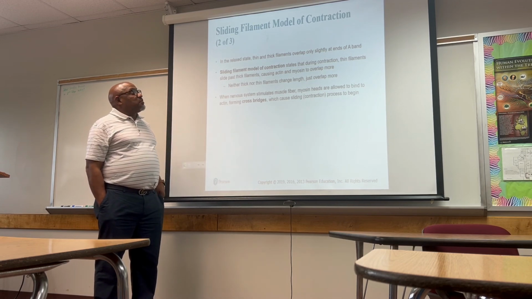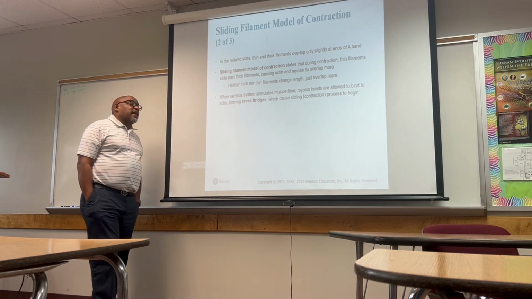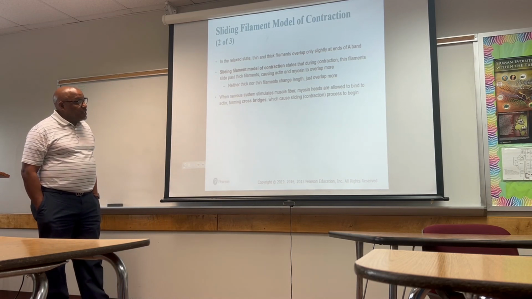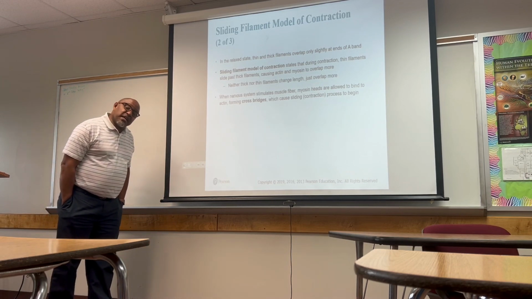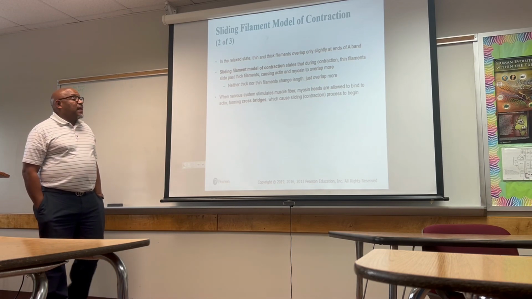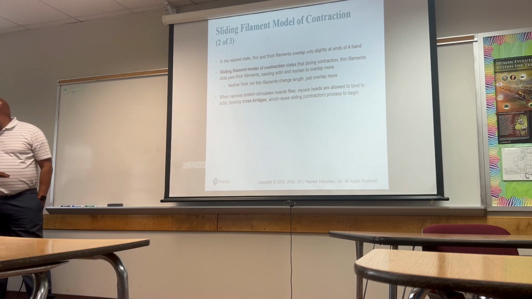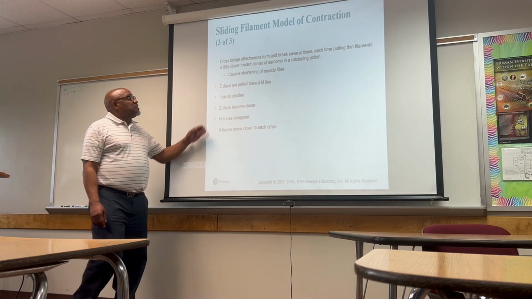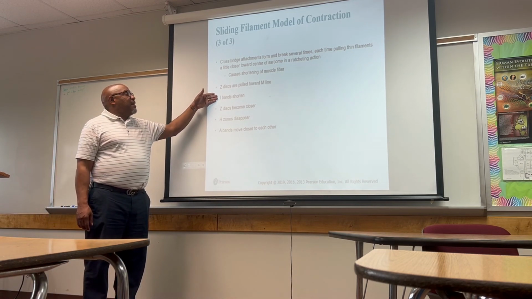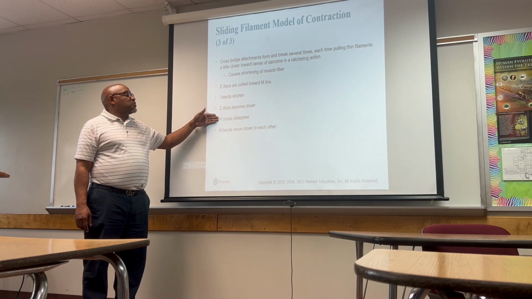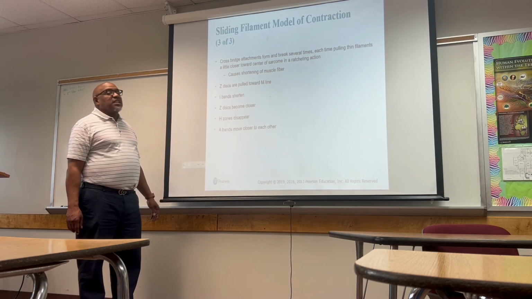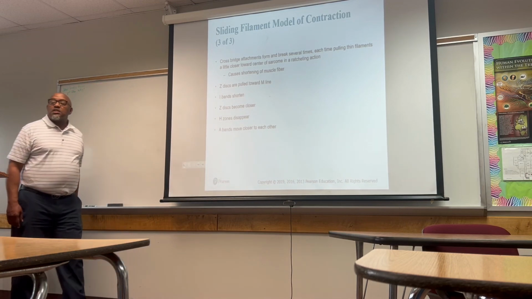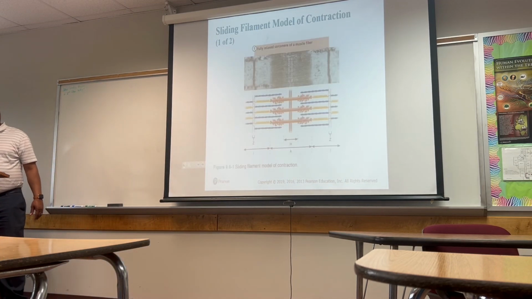When the nervous system stimulates the muscle fiber, the myosin heads are allowed to bind actin, which I just explained. That forms a cross bridge because now these two filaments are connected, and that causes the sliding process to begin. When this happens, Z discs are pulled toward the M line, I bands shorten, Z discs become closer, H zones disappear, and A bands move closer to each other. I won't really talk about that, but you can see it here.